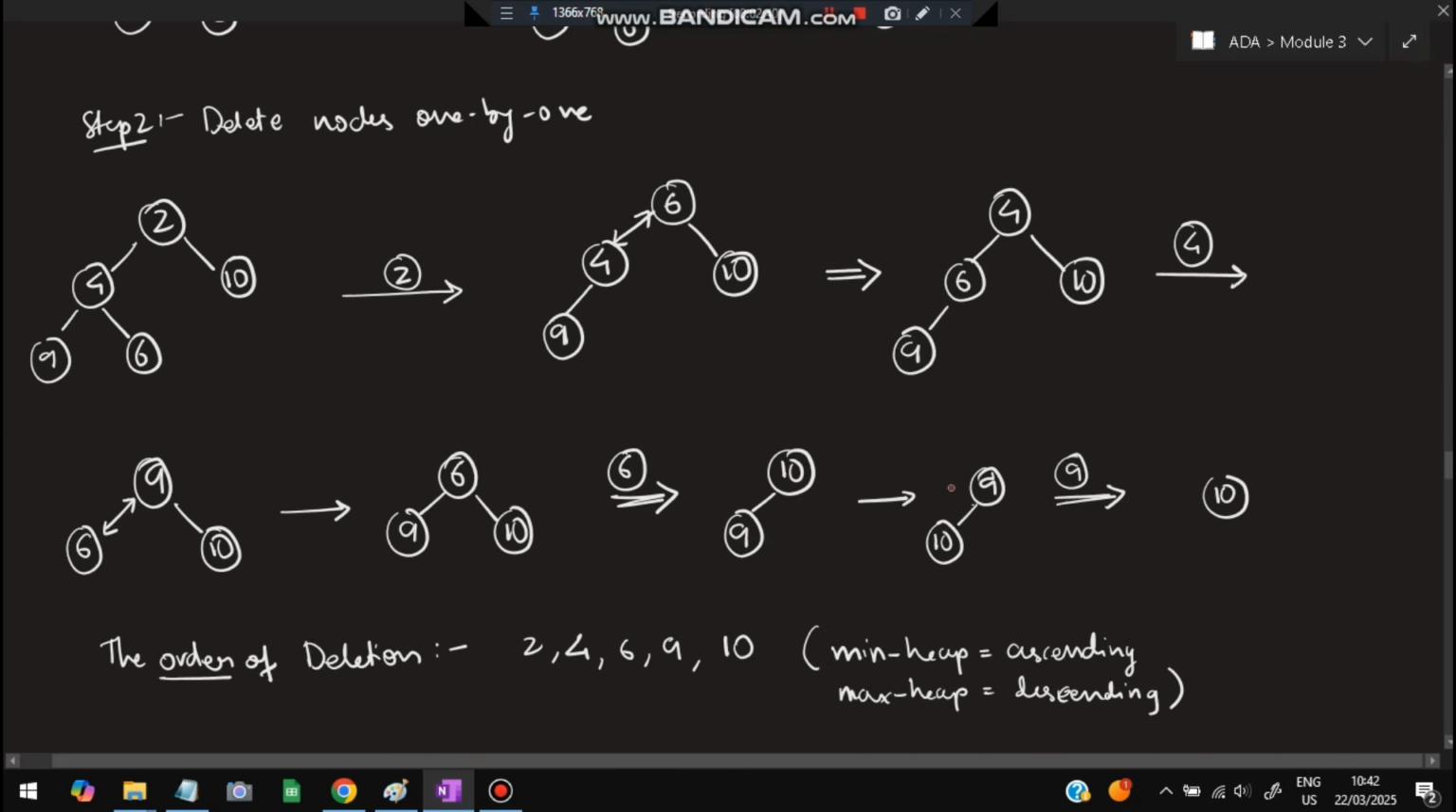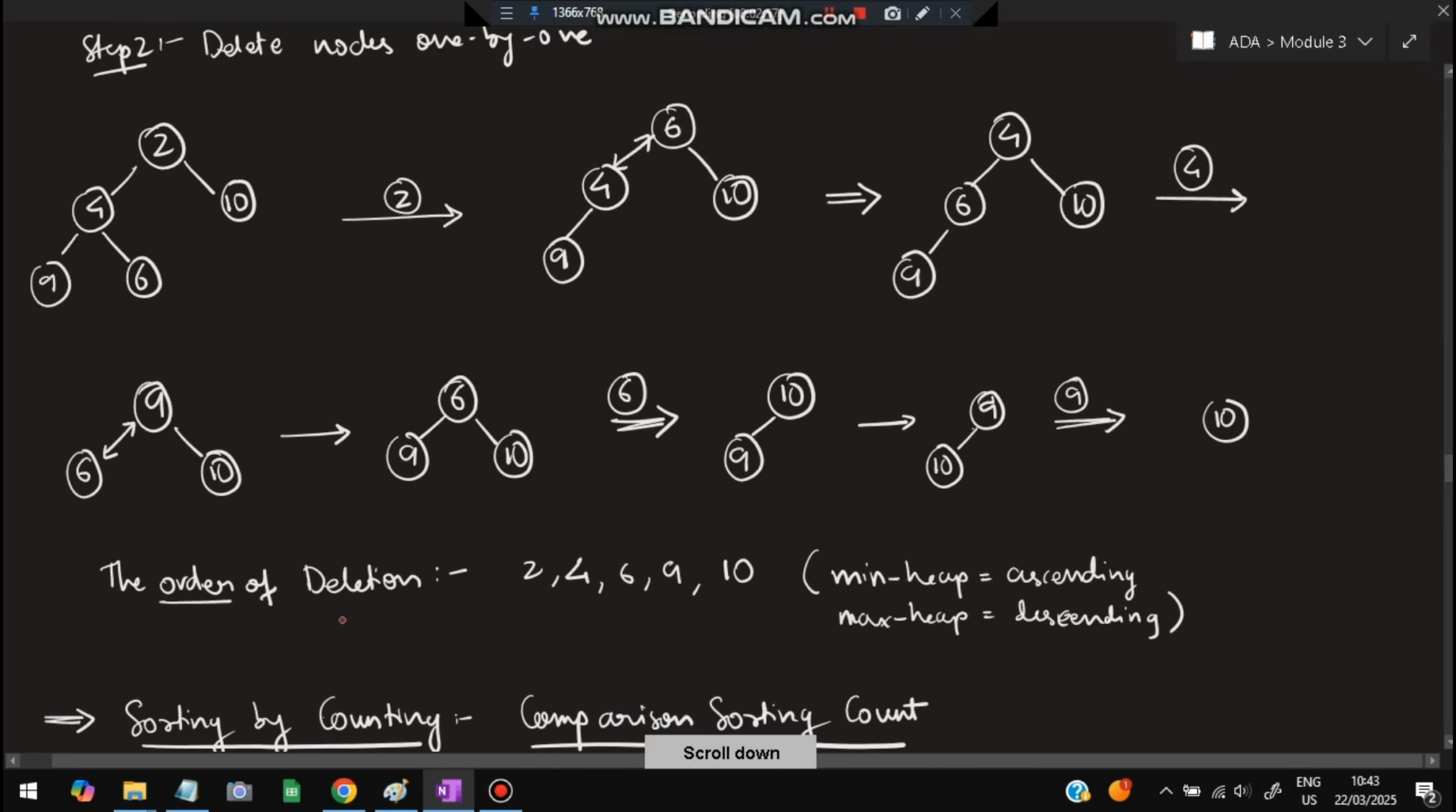Okay, 9 should be here, right? When we exchange these two, we will be getting 9 here. We will be deleting 9 and we'll be remaining with 10, which is the last element we'll be taking into consideration. The way in which we deleted the first smallest element, second smallest element, third smallest element, fourth smallest element, and fifth smallest element, so smallest to greatest we are deleting. This is called ascending order. So the order of deletion will be taken into consideration, and that will be the ascending order.